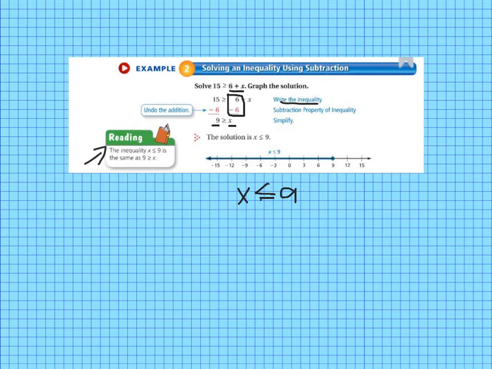So my solution is x is less than or equal to 9, and that makes it much easier to graph. And then we want to use a closed circle because it has that equal sign underneath it. And we can look at this, and it's pointing the same direction as the end of our number line, and that's the direction we go.